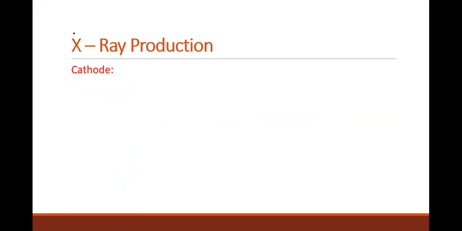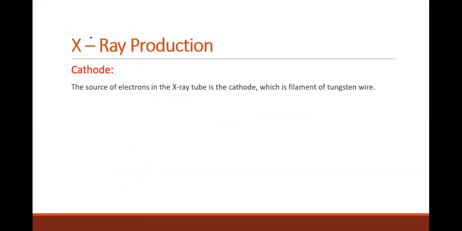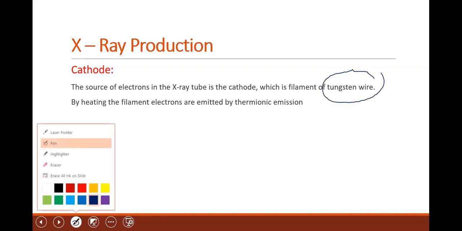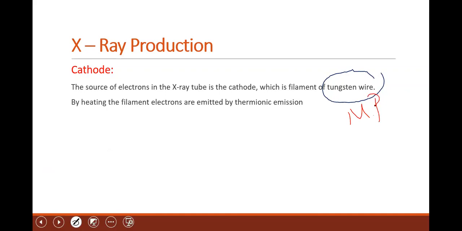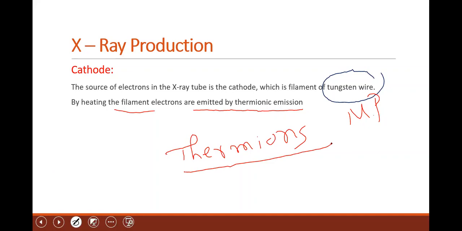Next, the cathode. The source of electrons in the X-ray tube is the cathode, which is the filament of tungsten wire, because tungsten has a high melting point. That's why we normally use tungsten wire. By heating this filament, the electrons are emitted out by thermionic emission, and the emitted electrons are called thermions, or thermal electrons in some books.